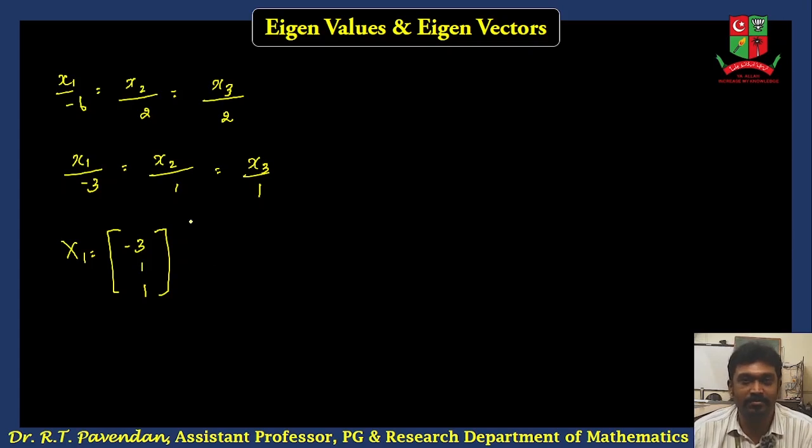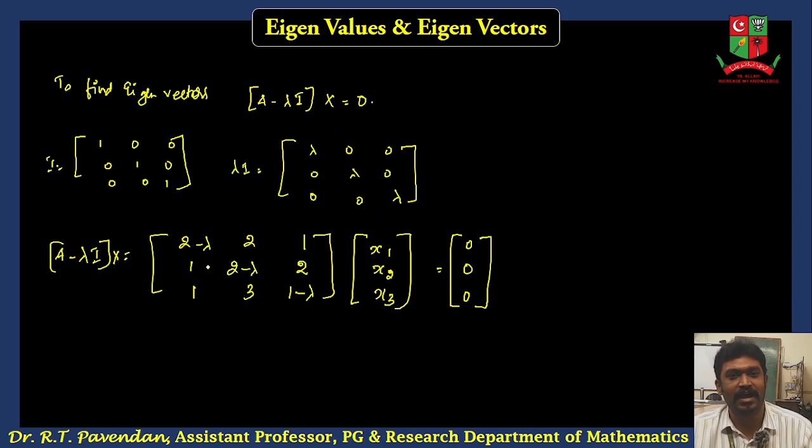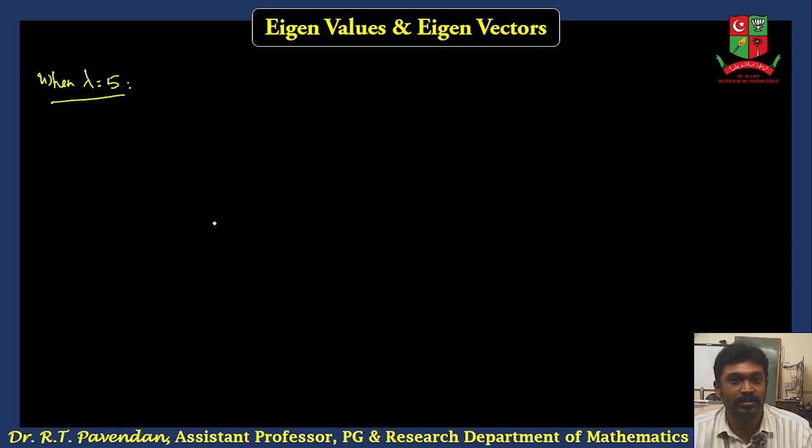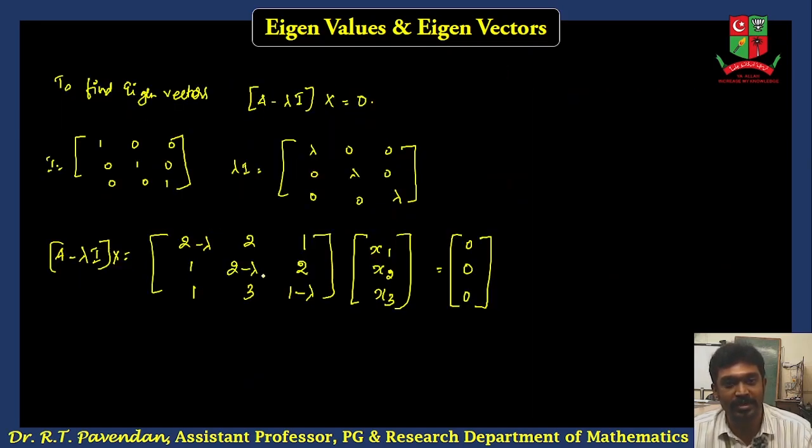Correspondingly, using the same method, we are going to find the eigenvectors for lambda equal to 5 and lambda equal to minus 1 as well. The next step is to find the eigenvector when lambda is equal to 5. We substitute 5 in place of lambda in the A minus lambda I matrix. So 2 minus 5, 2, 1; 1, 2 minus 5, 2.